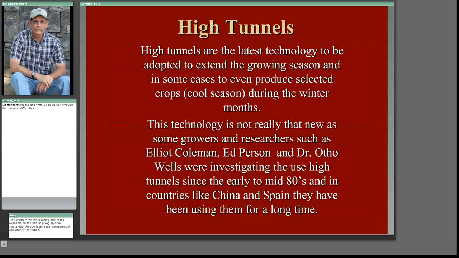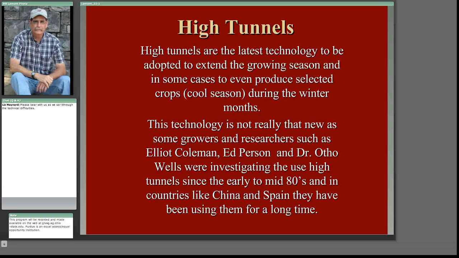So high tunnels are the latest technology to be adopted to extend the growing season and in some cases even produce selected cool season crops during the winter months. But as my friend Dr. Matt Kleinhen says, the winter production is just the tunnels acting as a storage unit for the vegetables you're growing, because actually they're mature and you're harvesting the individual leaves.